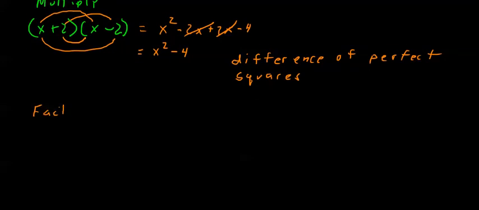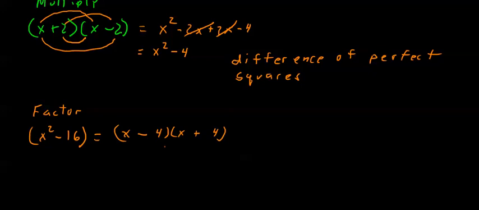Factor x squared minus 16. Perfect square, subtraction. What times what is x squared? x and x. What times what is 16? 4 and 4. Plus and minus. And again, if we were to do the double smiley face, negative 4x, positive 4x, cancel, and notice there is no middle term.